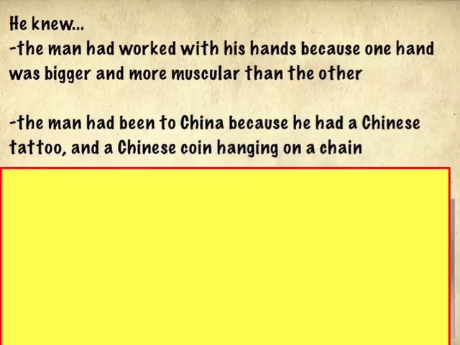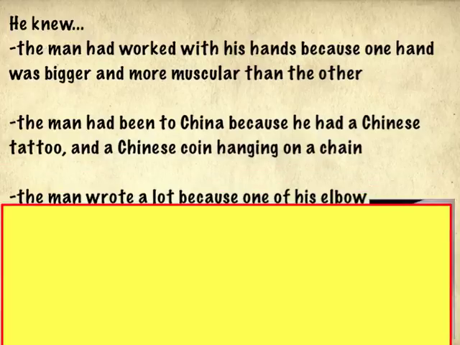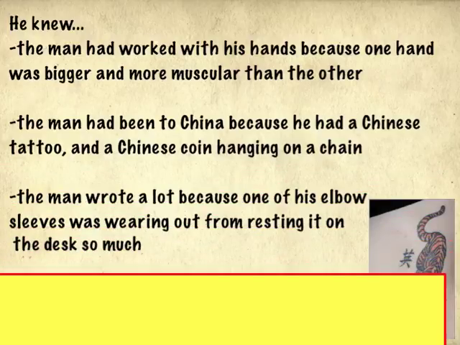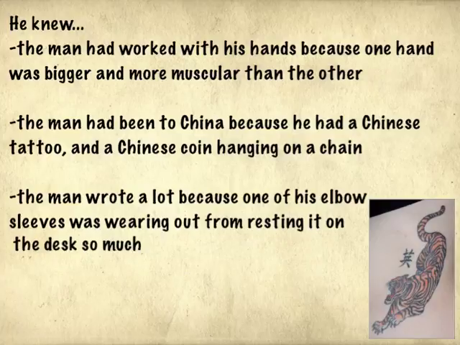He knew the man had been to China because he had a Chinese tattoo and a Chinese coin hanging on a chain. And he knew the man wrote a lot because one of his elbow sleeves was wearing out from resting it on the desk so much. You know how sometimes when you write with your pen, you move your elbow across the desk? Sherlock Holmes looked and saw that one of the elbows was all shiny and starting to wear out. So he was able to make all these inferences and really surprise this man just by looking carefully.